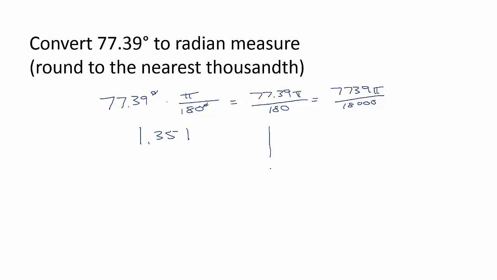Let's think if that makes sense. All the way around the circle is 2 pi, so halfway around is pi. That's about 3.14. If you cut that in half, you'd have 1.57. And we have 1.351, which is a little less than 1.57. And that seems reasonable because I know 77 degrees is an angle between 0 and 90.